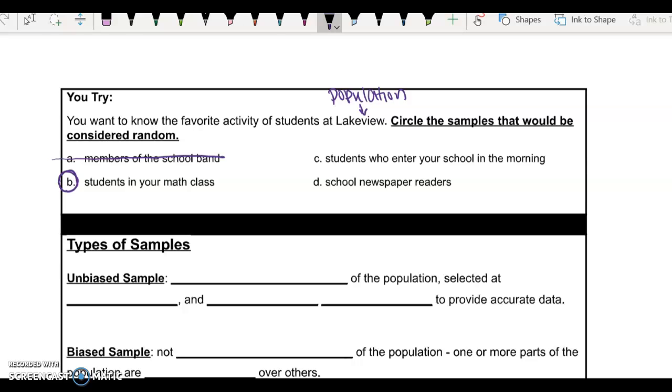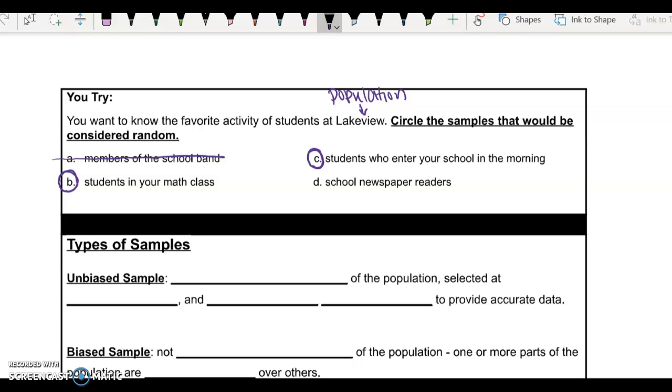For C, students who entered your school in the morning, that would also be random because you don't enter the school in the same order every single day. One day you could be a car rider, one day your bus might be late. So there's not a specific order to how you enter the school. You could have some 6th graders come in, you could get some 7th graders, you could get some 8th graders. And so you have a wide variety of students. So therefore, again, you have a wide variety and a diverse set of favorite activities.